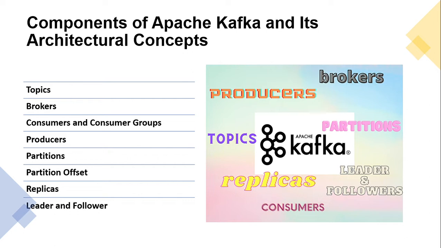Partitions. Topics in Kafka are divided into a configurable number of parts, which are known as partitions. Partitions allow several consumers to read data from a particular topic in parallel. Partition offset. Messages or records in Kafka are assigned to a partition. To specify the position of the records within the partition, each record is provided with an offset.